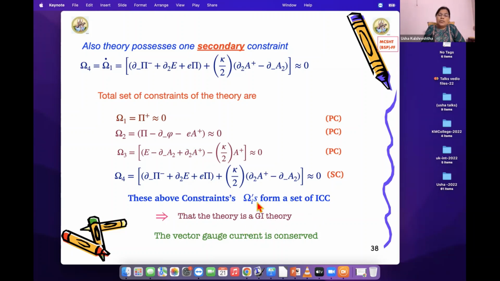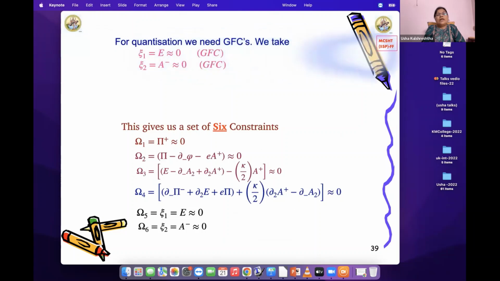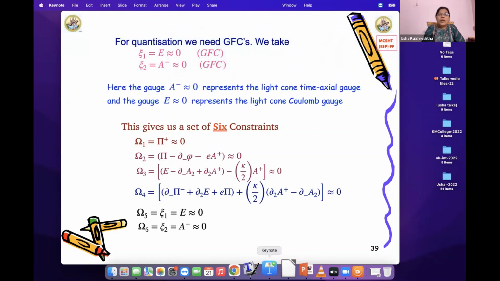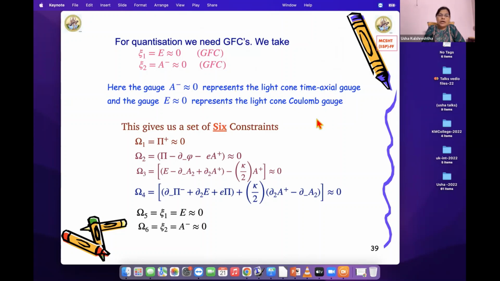So the theory now becomes a gauge invariant theory, and the vector gauge current is conserved in this theory. In order to quantize this theory using Dirac's procedure, we need some gauge fixing conditions. I have taken, for example, these two gauge fixing conditions. Here, A minus equal to 0 represents the light cone time axial gauge, and E equal to 0 represents the light cone Coulomb gauge.